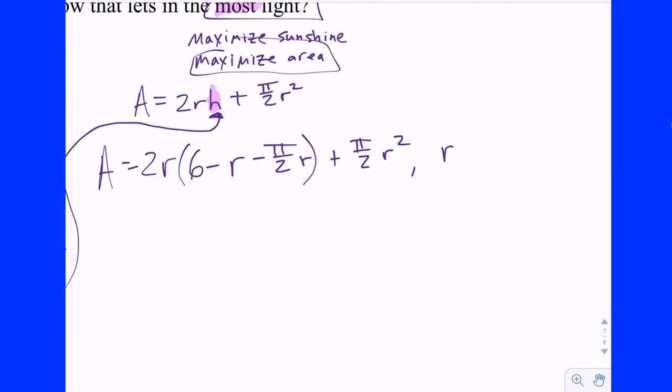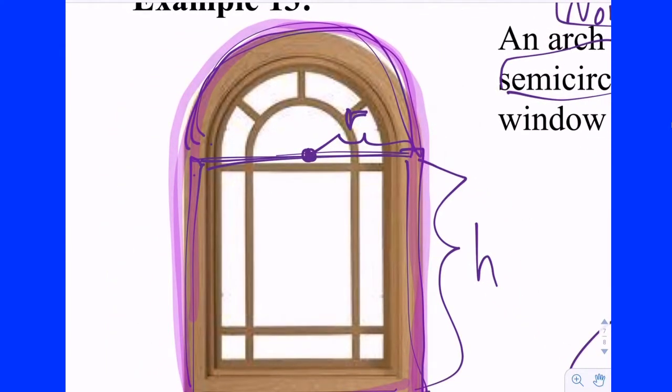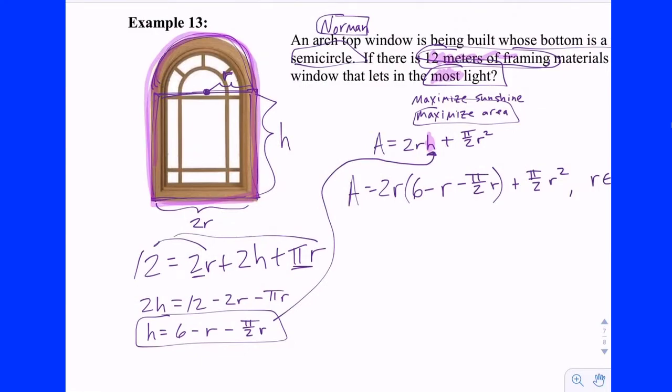We just need to come up with a reasonable domain for r. r represents the radius of the window. What's the smallest r could be? 0, right? But if r is actually 0, I don't think you call it a window. I think you call it a wall. Lets in no sunlight. It's like, oh, nice window. Where? Oh, right there. I don't see one. Yeah, the radius is 0. Does it make sense, right?